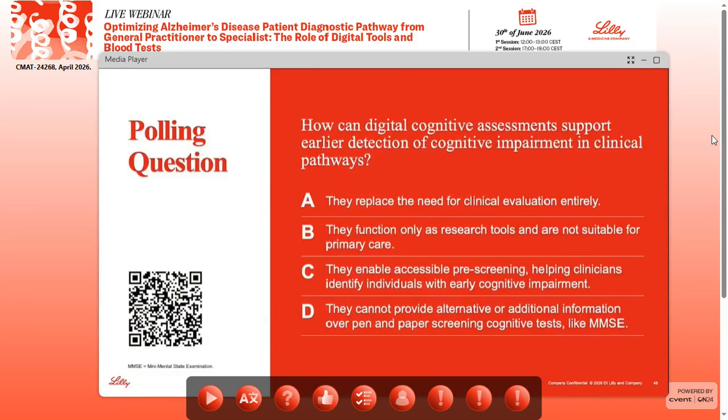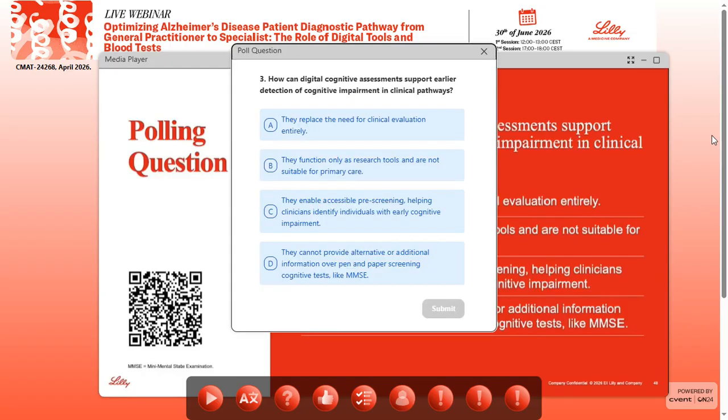All right, so what do you think now? How can digital cognitive assessments support earlier detection of cognitive impairment in clinical pathways? Do you think they can A, replace the need for clinical evaluation entirely? Do you think B, they function only as research tools and are not suitable for primary care? Do you think C, they enable accessible pre-screening, helping clinicians identify individuals with early cognitive impairment? Or do you think D, they cannot provide alternative or additional information over pen and paper screening cognitive tests like MMSE? And I give you again a couple of seconds to reply.